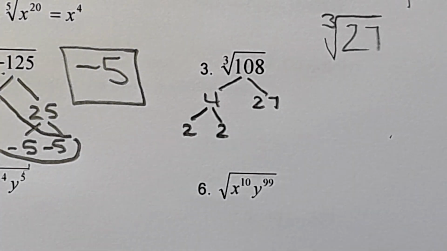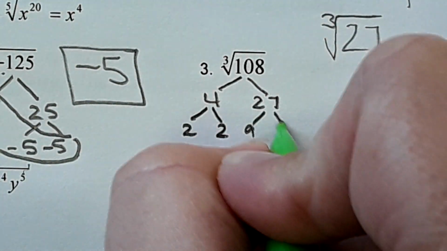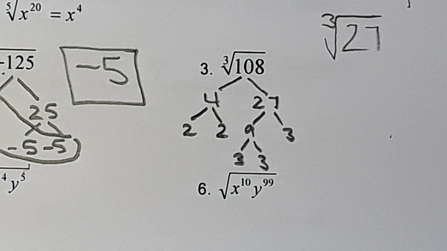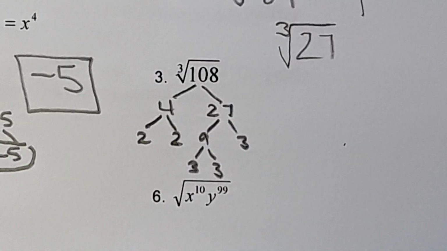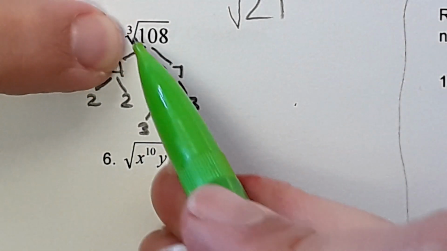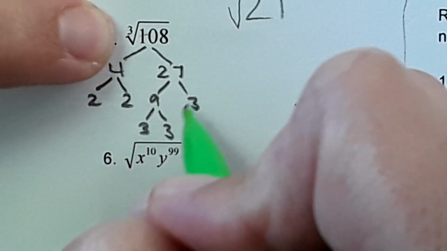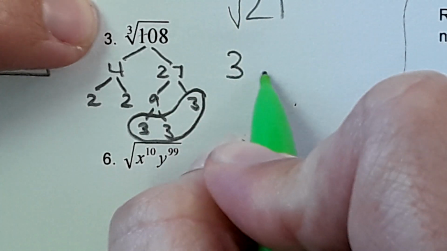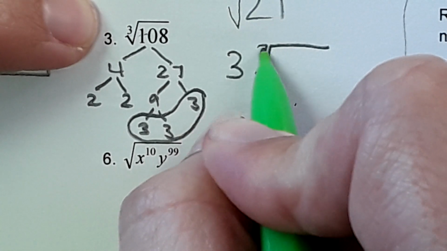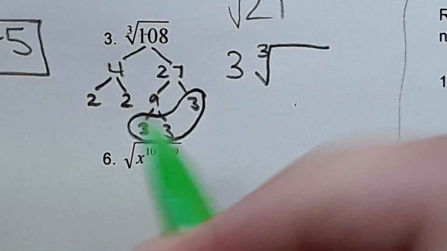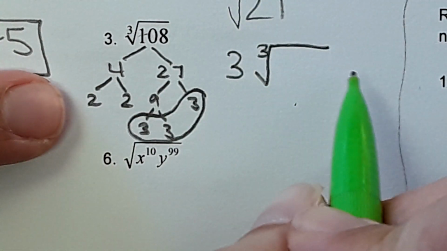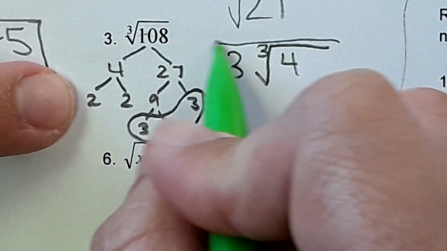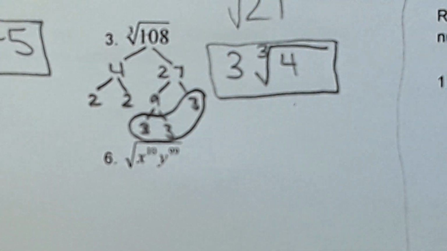Then 27, breaking that up: 9 and 3, which 9 would break up into 3 and 3. Okay, so we're taking the cubed root. We're looking for 3 of a kind to take out of the radical. So we have 3 3s. So taking that out, putting it on the outside. And then we just have 2 2s here. We're just going to multiply them and put them back inside the radical. So 2 times 2 is 4. And put it back in. And this is as much as we can do.